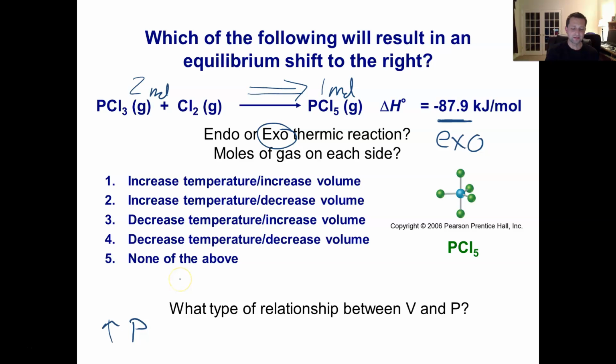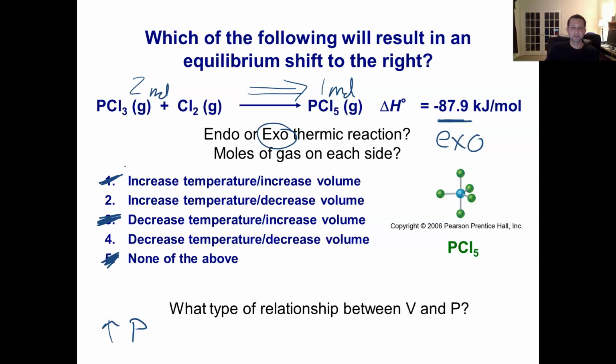So which one of these, it's clearly not 5, is going to cause an increase in pressure? Well, from the little video clip, a decrease in volume will cause an increase in pressure. So 5 is out. An increase in volume for number 3 would cause a decrease in pressure. Well, that's wrong. Same thing for number 1. So 1, 3, and 5 are out.